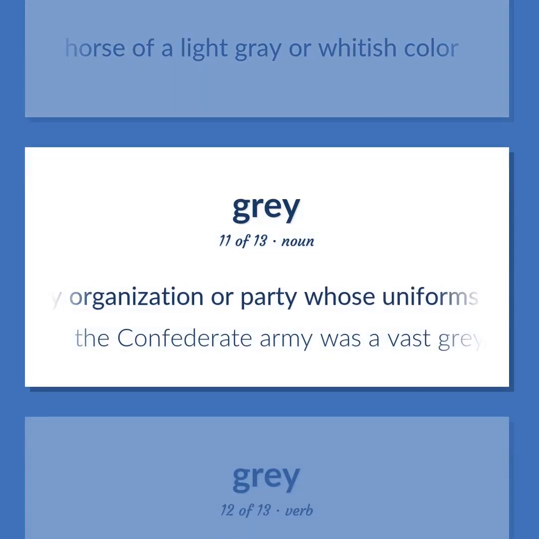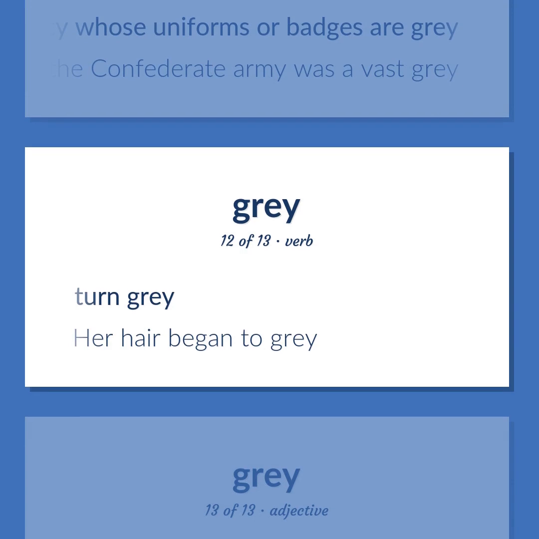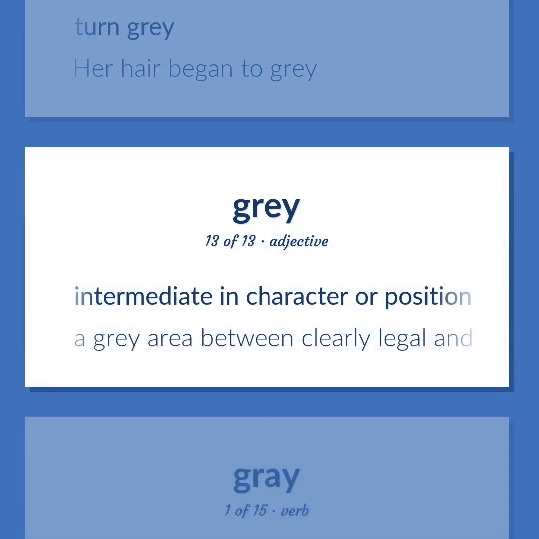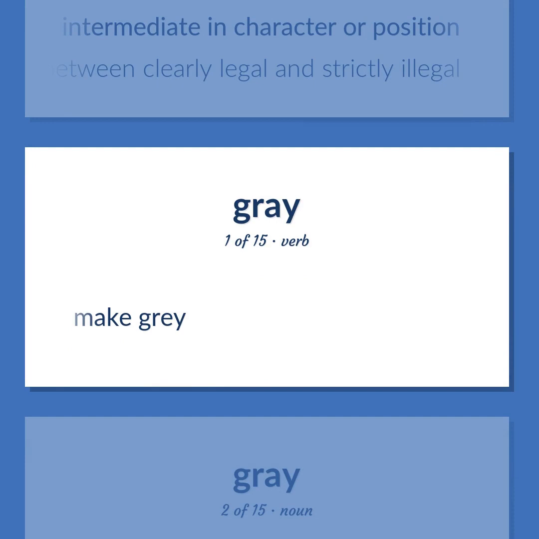Any organization or party whose uniforms or badges are gray. The Confederate Army was a vast gray. Turn gray. Her hair began to gray. Intermediate in character or position. A gray area between clearly legal and strictly illegal. Make gray.